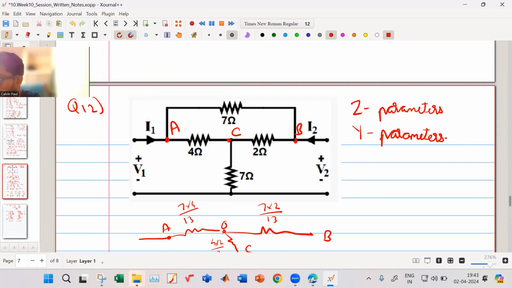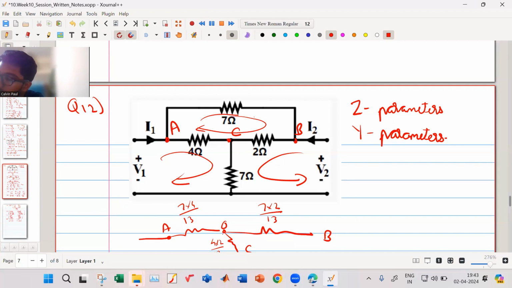Am I applying KVL, sir? You apply KVL. You will have to apply KVL over here, and over here, right? This is how you will have to apply. Then you'll also have to assume some current I3 over here. See, this is I1 current. This is I2 current. So then there'll be a current I3 as well. Then you will find I3 in terms of I1, I2, and then you substitute here. So that is one method.